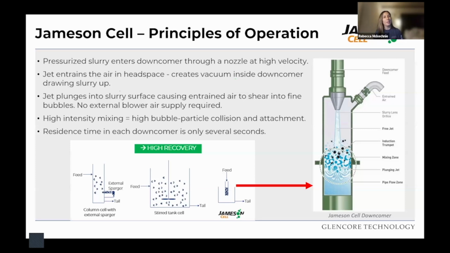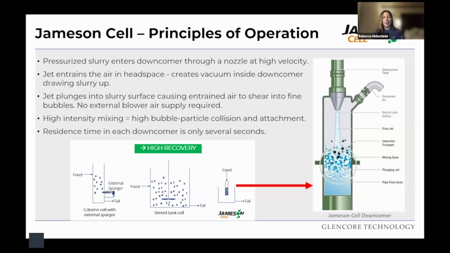At the same time, a vacuum is created and that pulls slurry up into the downcomer as well. So the jet plunges into that slurry, and due to the very high shear associated with that velocity, very fine bubbles are generated and really intense mixing occurs. The air and the slurry are incorporated together. This intense mixing facilitates bubble particle interactions within that downcomer, and this is done in a matter of seconds. So the residence time in a Jamieson cell is in fact seconds, and what this means is that one Jamieson cell is able to replace several tank cells.